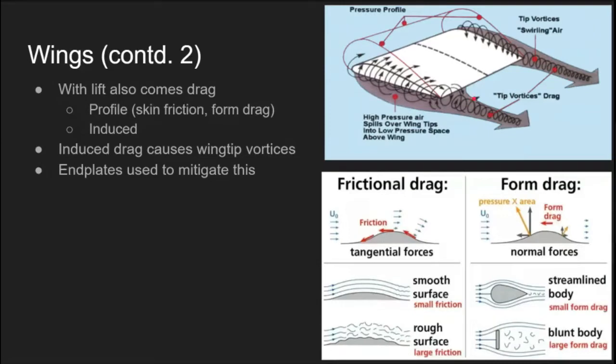I'm not going to go too in depth into wingtip vortex drag because it gets a bit tricky, but just know that the formation of these vortices does cause drag on the actual wing itself. Now you might think, okay, what if we just put something here to stop it from leaking over? And that's literally exactly what we do.